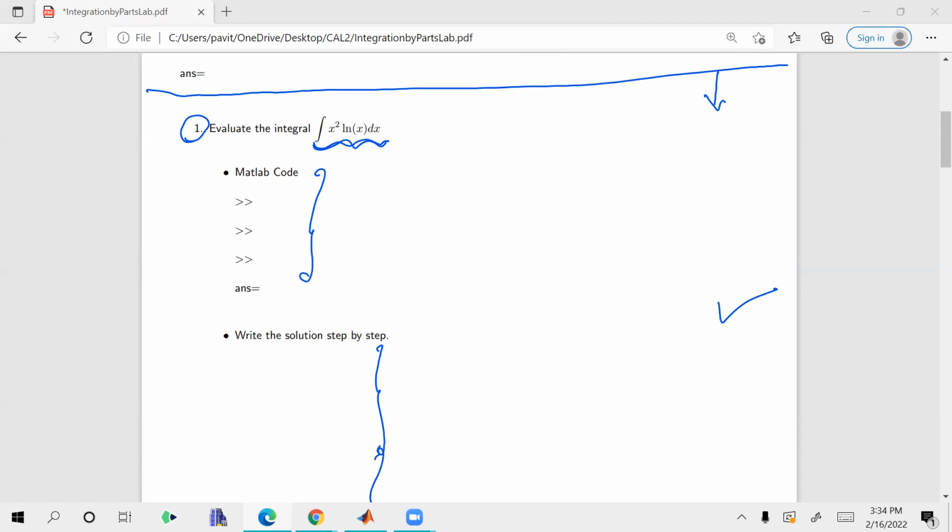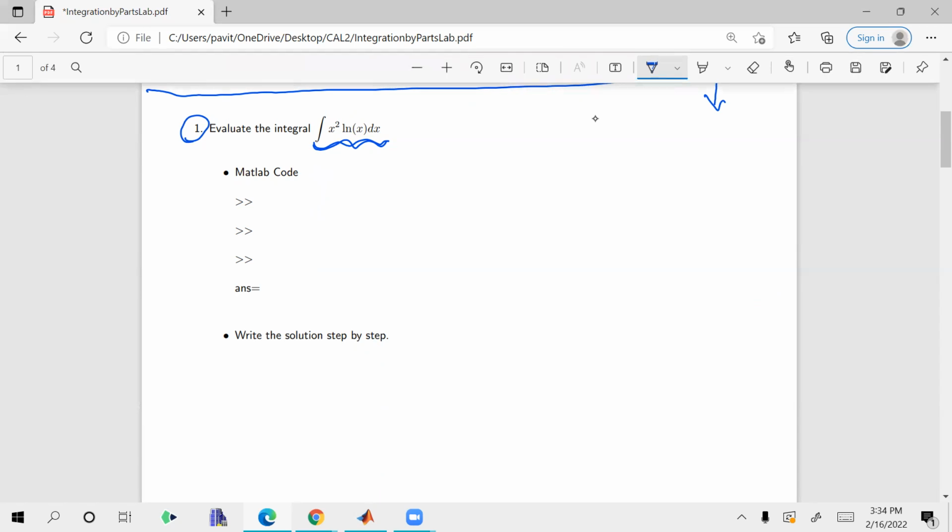So for the previous lab, there is no need to upload Matlab code for the previous lab. Okay. I hope it is clear. Okay, let's get started.